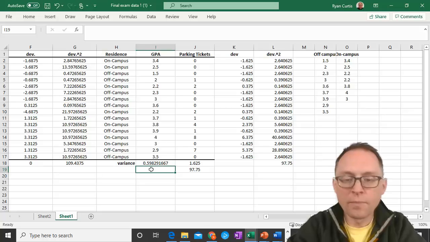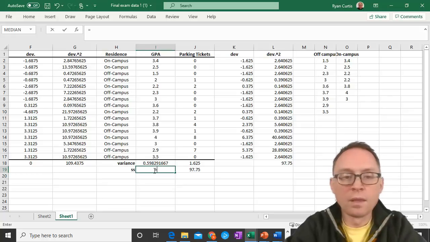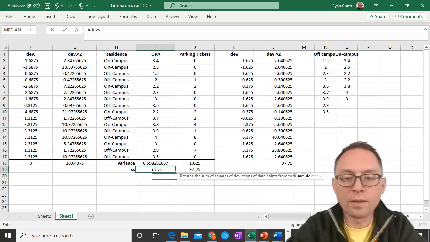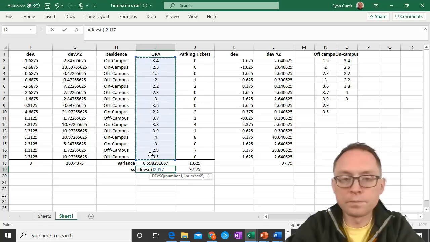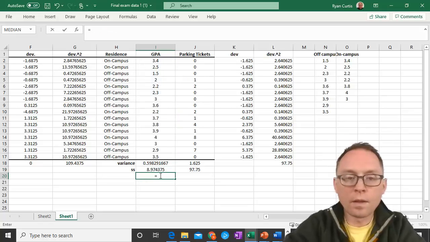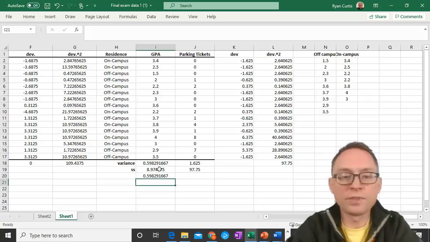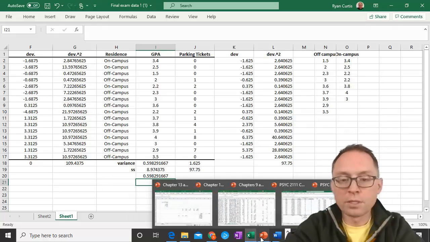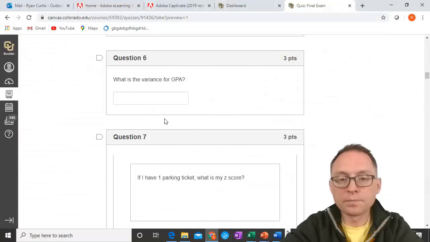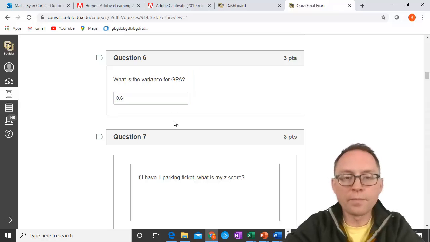All right. Or you can get the sum of squares divided by n minus 1. Equals deviation squared, equals this divided by n minus 1. N is 16, so n minus 1 is 15. Look, it's the same, 0.598, and we're going to round to 2 decimal places, so in this case it's going to be 0.60. 0.60 is going to be the right answer for us. Okay. Next question.